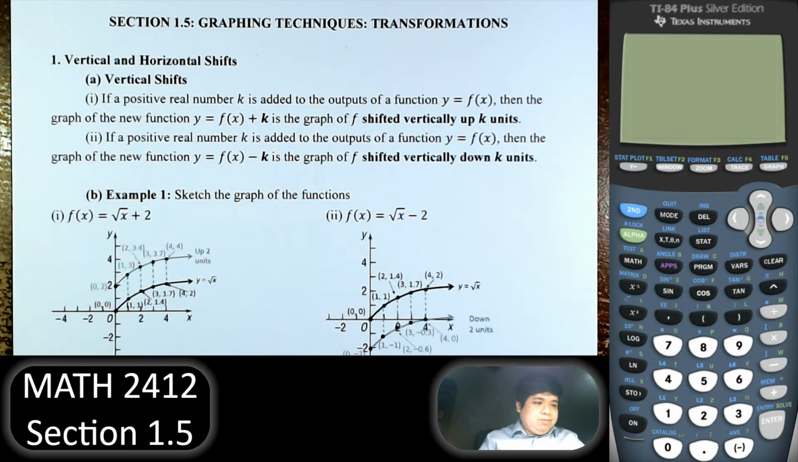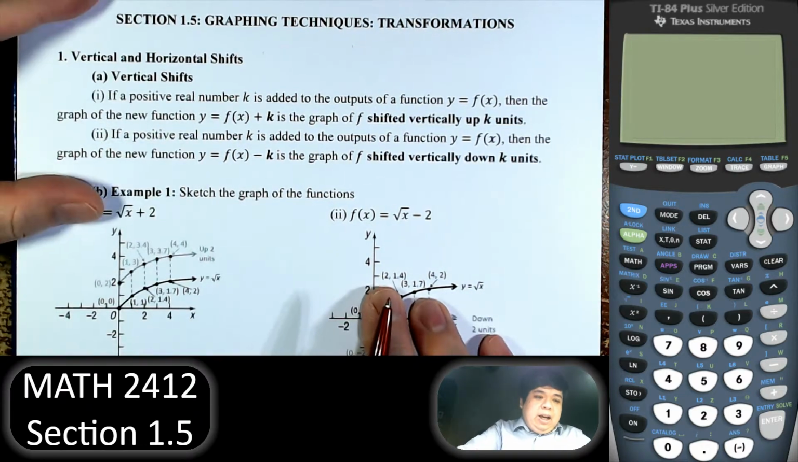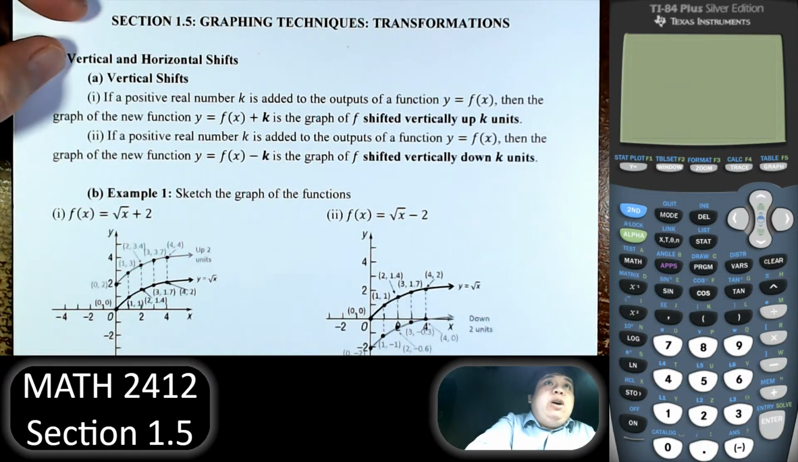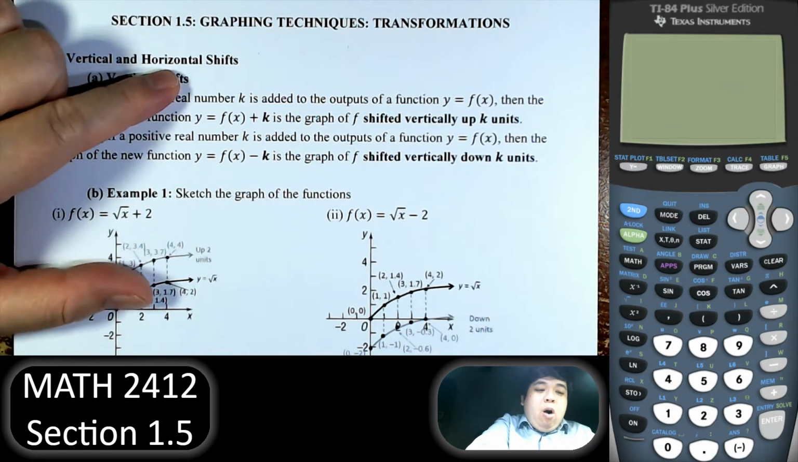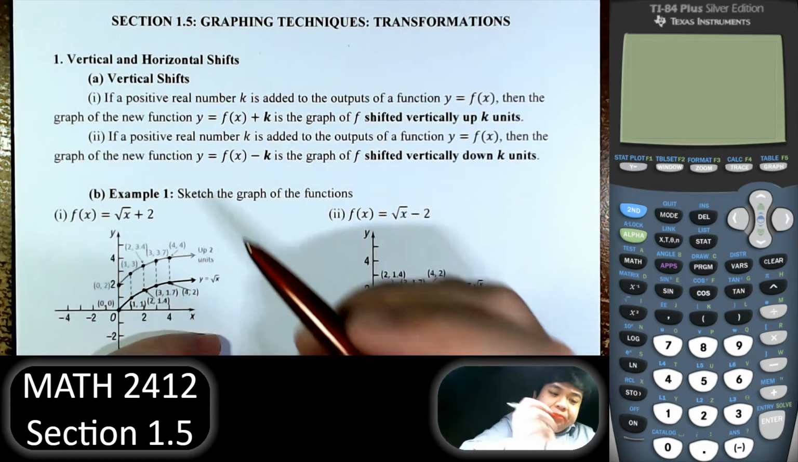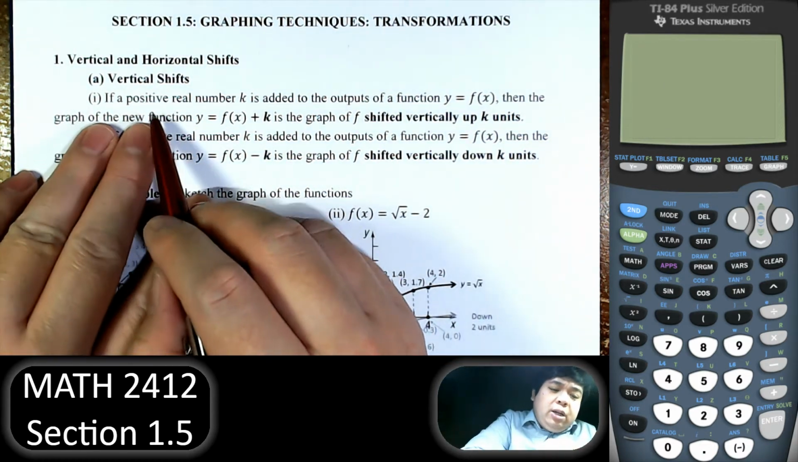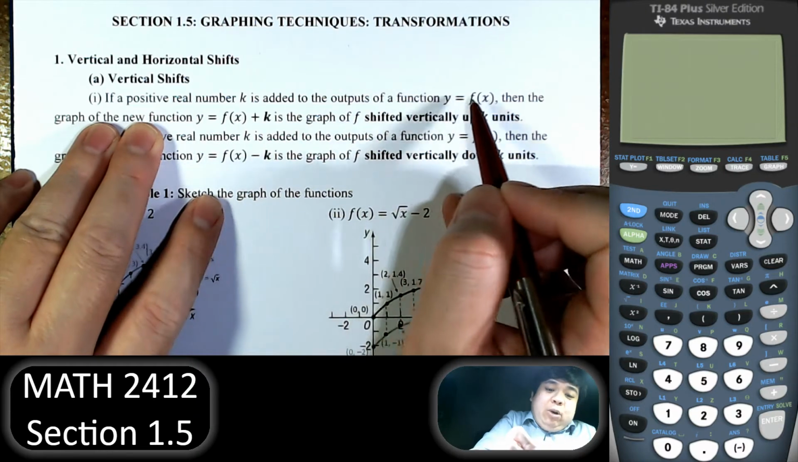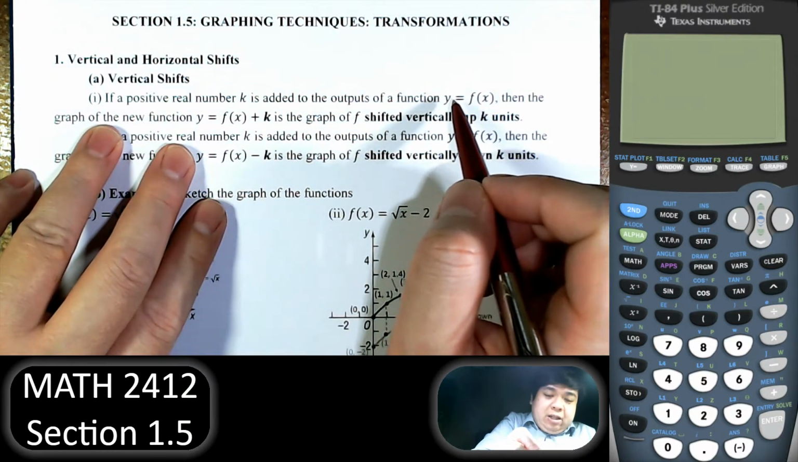First we have vertical and horizontal shifts. So, vertical or horizontal translation. We're just moving the graph, we do not change the shape. Suppose k is a positive number and we have the graph of the function y equal f of x.